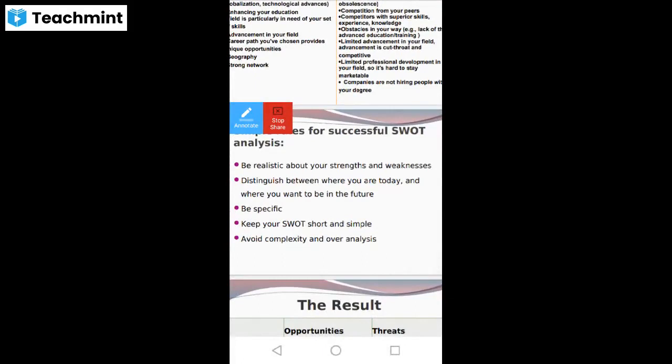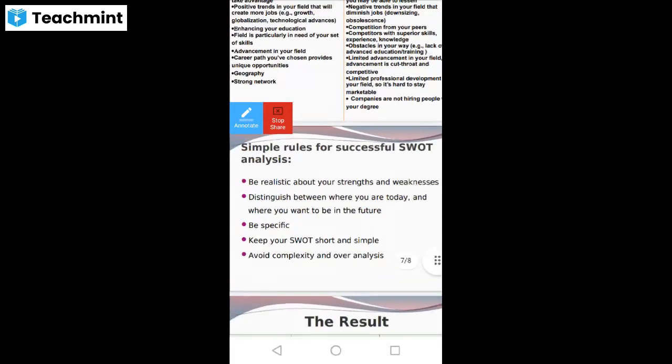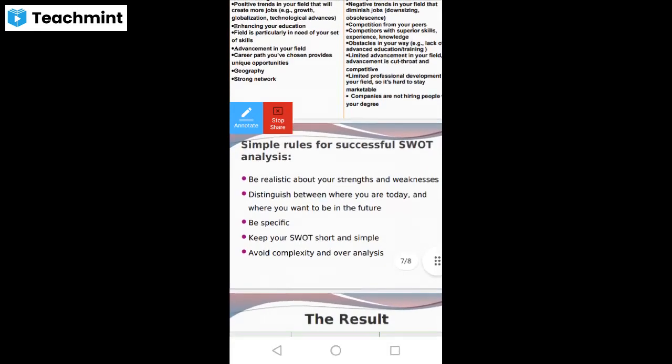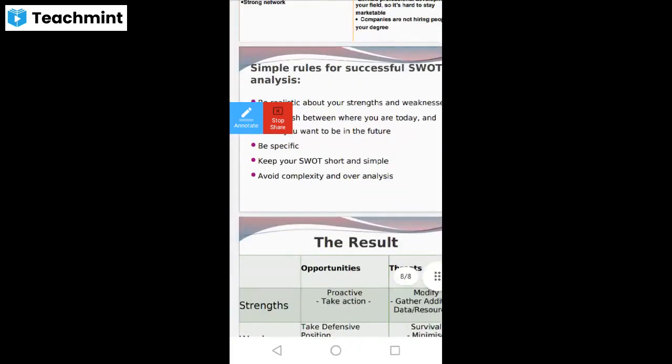Suppose you are in one position, that is nothing but your aim or goal. Where do you want to see yourself after 5 or 10 years? You have to know this one. Be specific, that means object oriented. Your goal or objective must be specific. Keep your facts short and simple. Your goal and aim should be very sharp, very short and simple. Avoid complexity and over analysis.